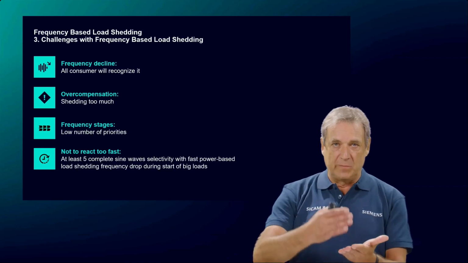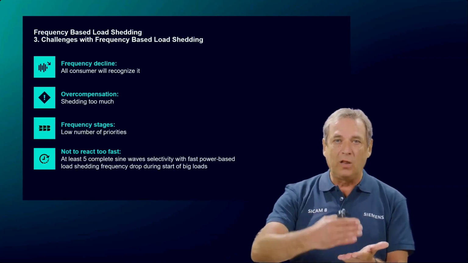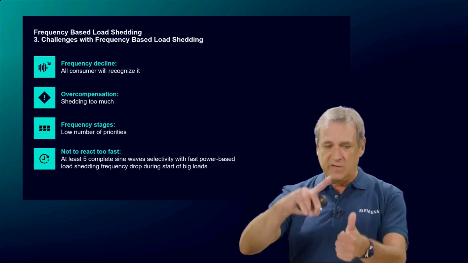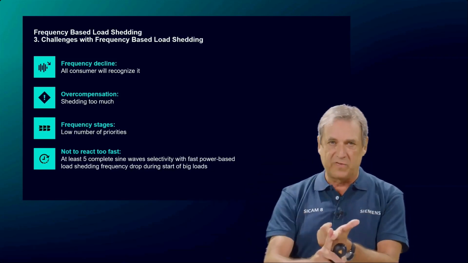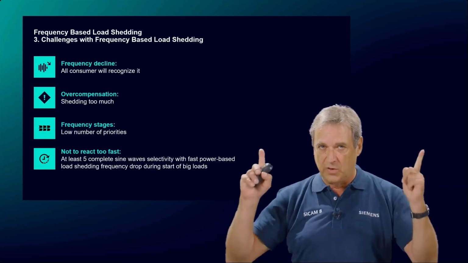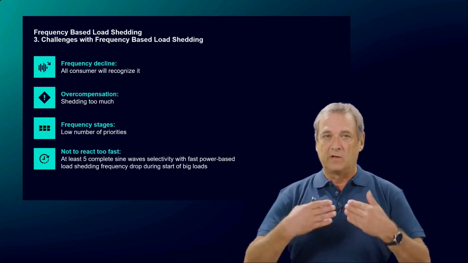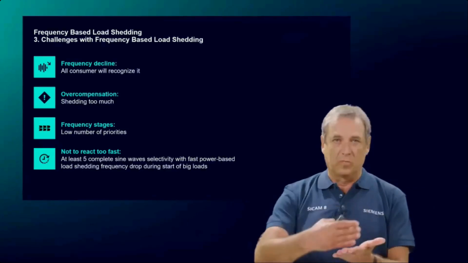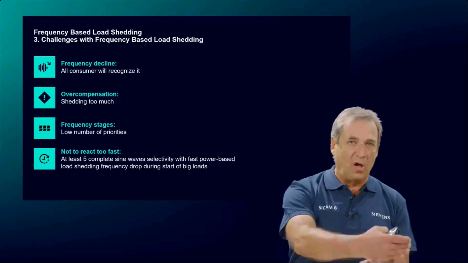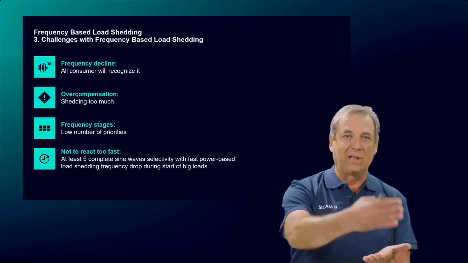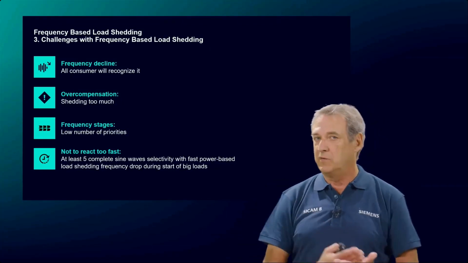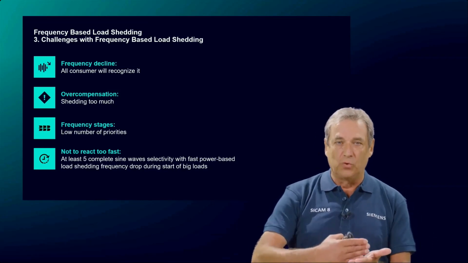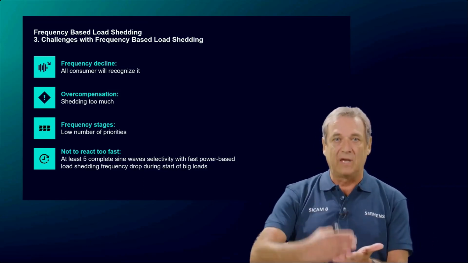First, the system only reacts when all the consumers also have recognized the frequency drop. This means your computers, your variable speed drives, all these devices will also recognize the drop. The second challenge is that loads which were already switched off before the frequency drop will not help in restoring the nominal frequency. This is the reason why additional loads, spare loads, have to be tripped.